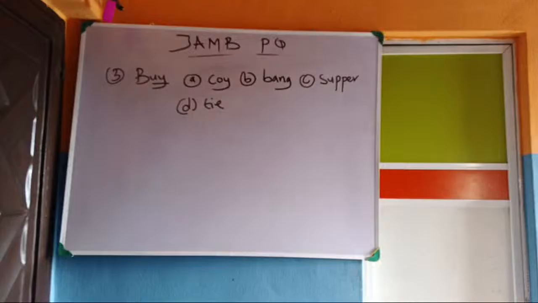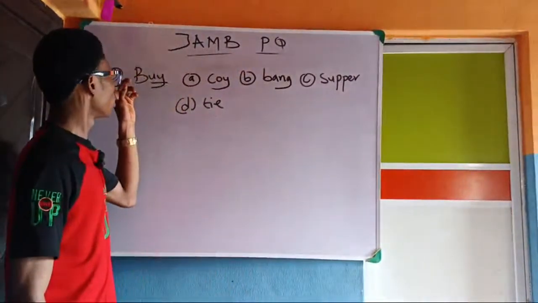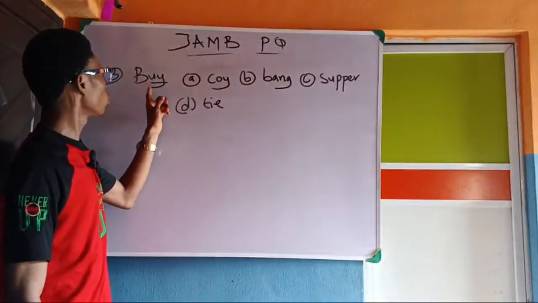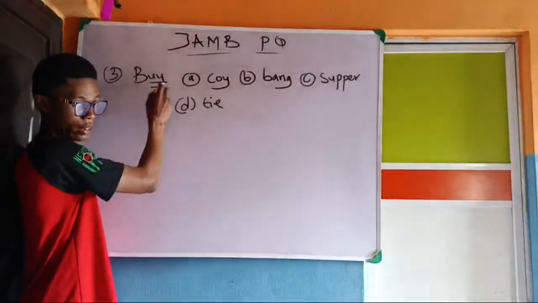Alright, so because of time, I'm going to go back to the board and I'll summarize this phase. Alright, so look at this word. Pronounce it. Buy, right? Buy.